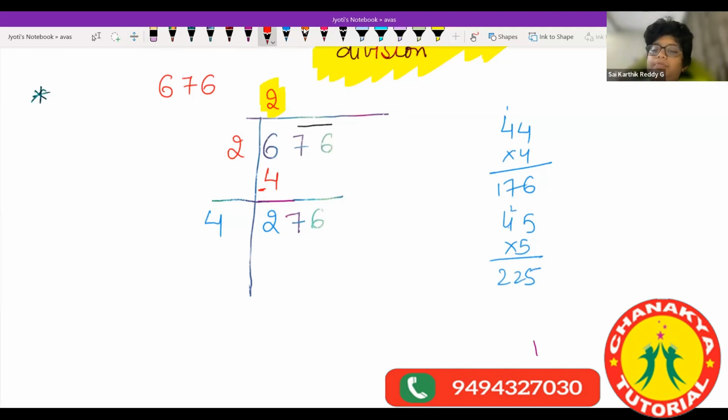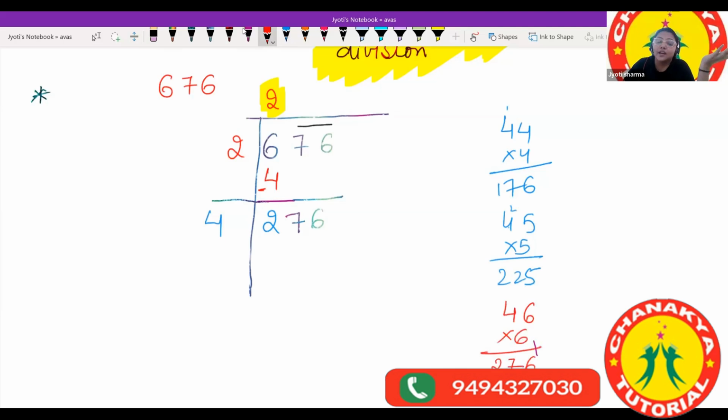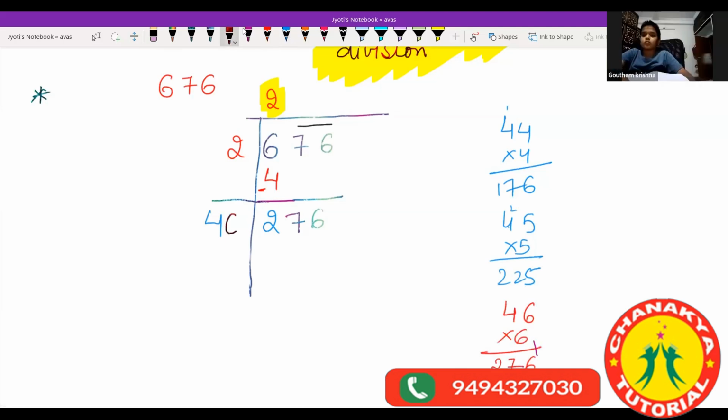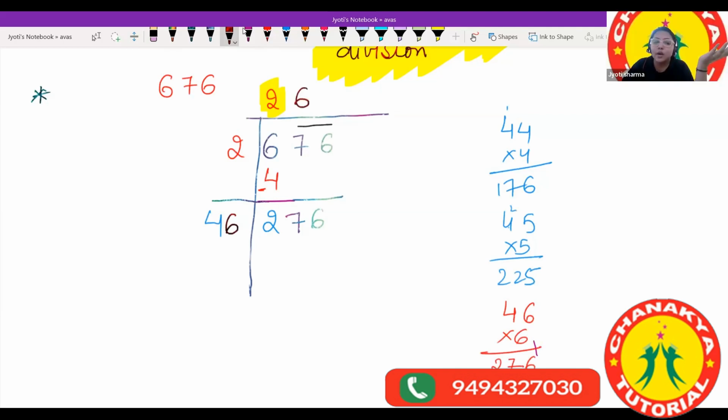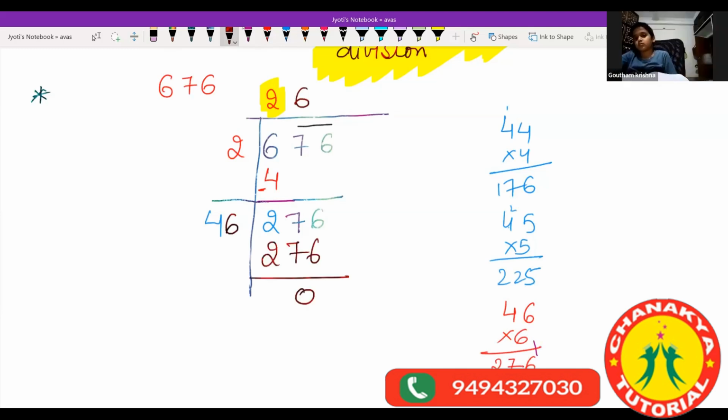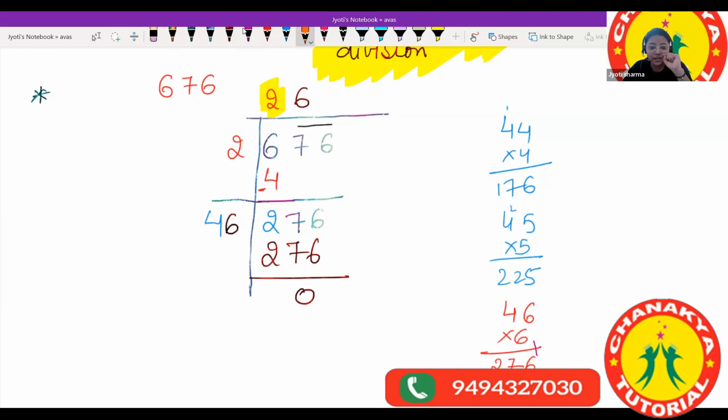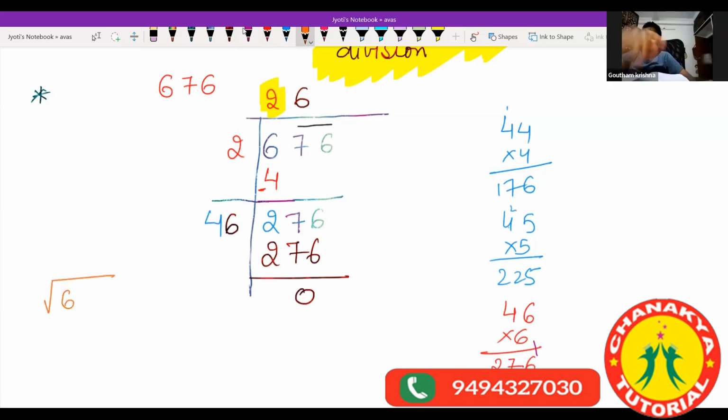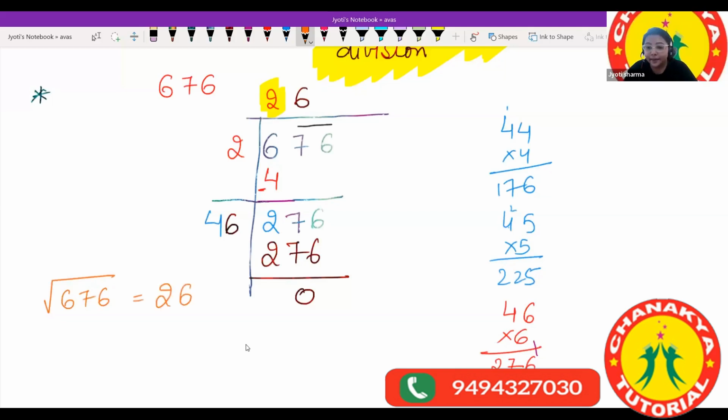I will try 46 into 6, to see if I get the exact number. 46 into 6: 36 and 27, see, I got the exact. So I will write 46 multiplied by 6, which is 276, and the remainder is 0. If I get 0 at the end, that means my number is a perfect square, and the square root of 676 is 26.